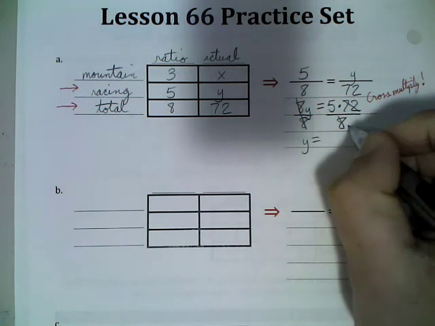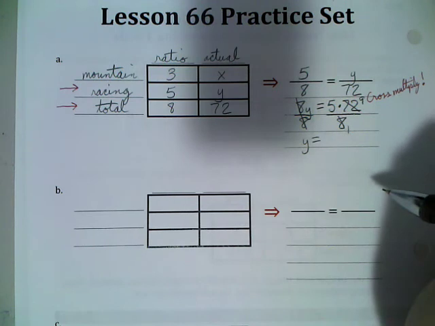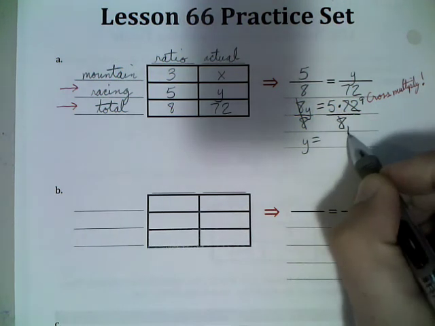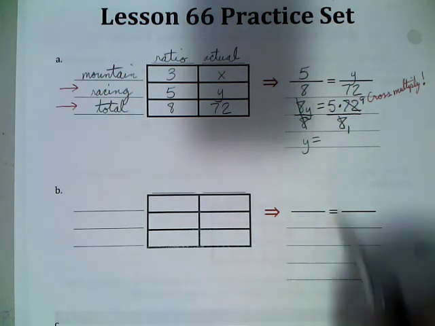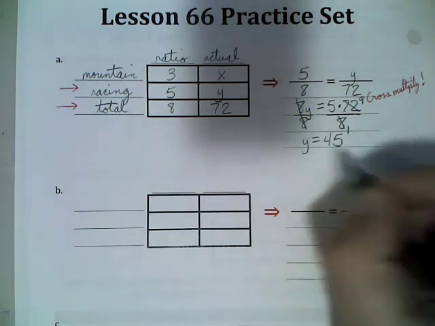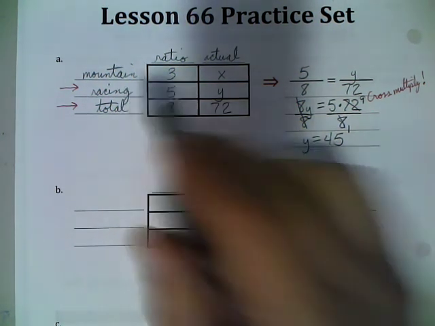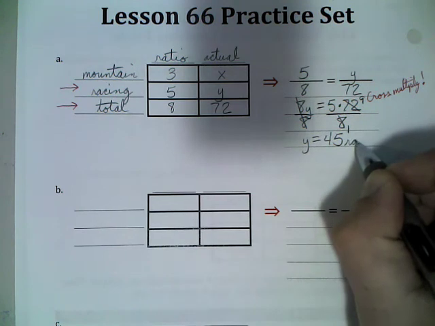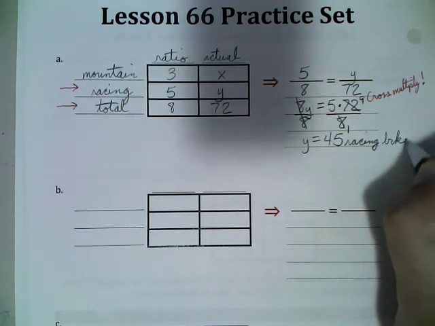8 goes into itself once. 8 goes into 72 9 times. With a 1 in the denominator, that means that my answer will be a whole number. So 5 times 9 is 45. Now consider, where did y come from? Y came from racing bikes. So my label is 45 racing bikes.